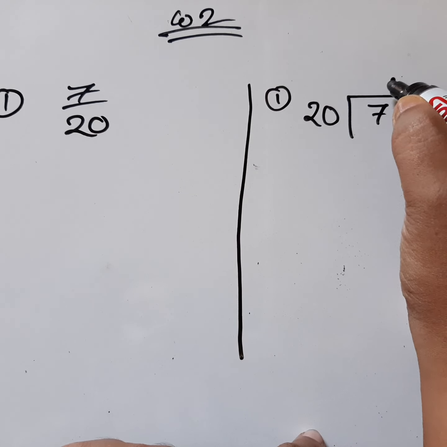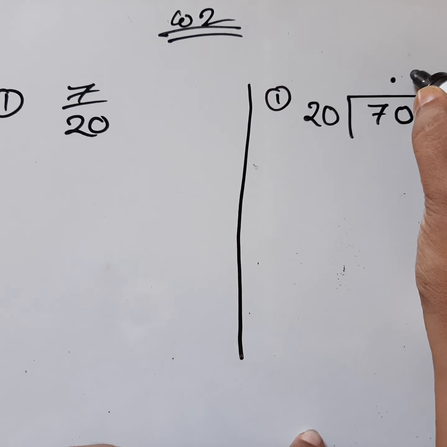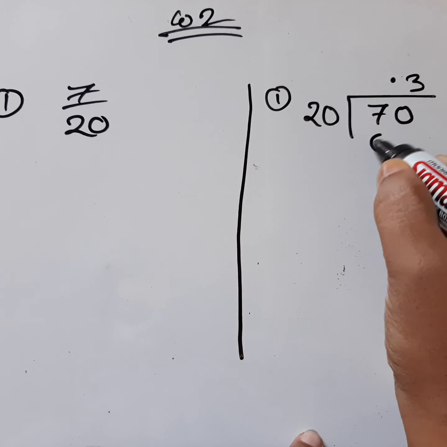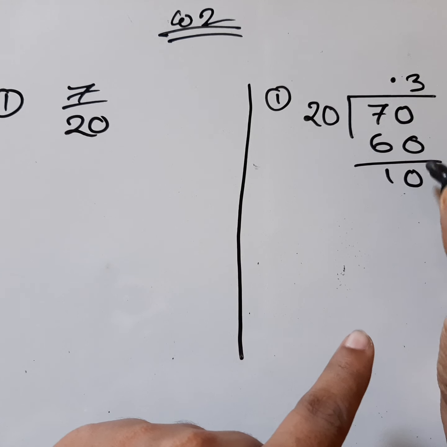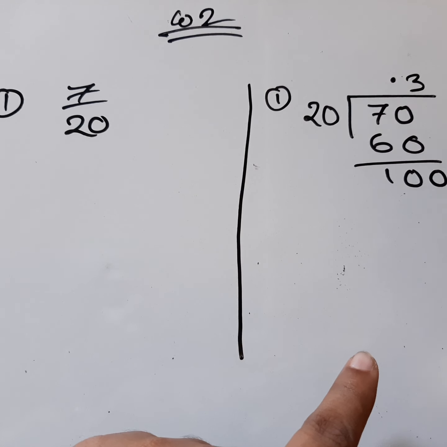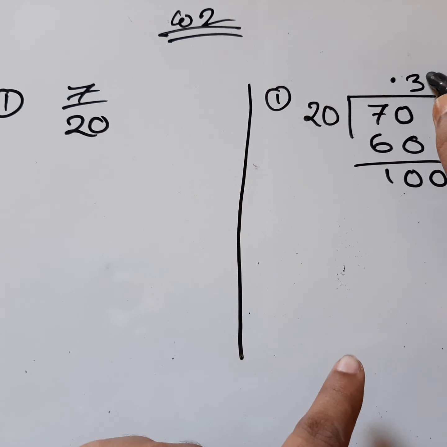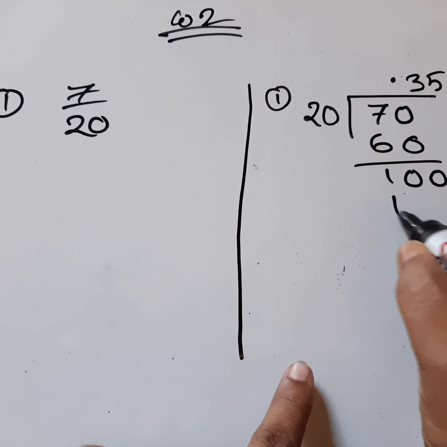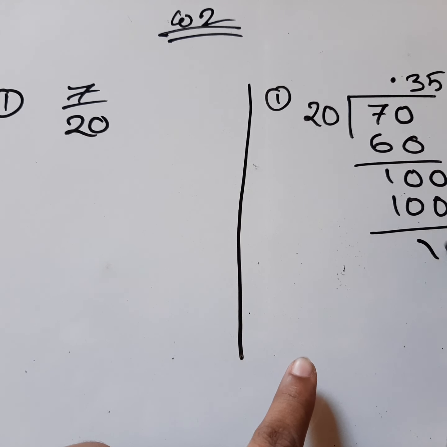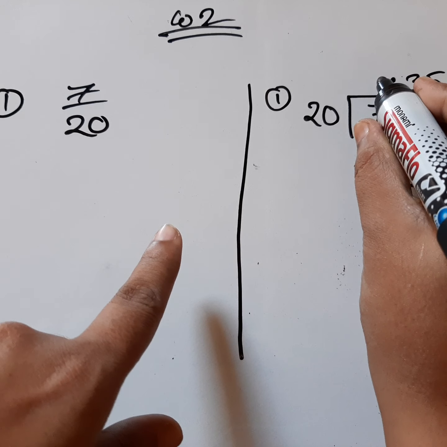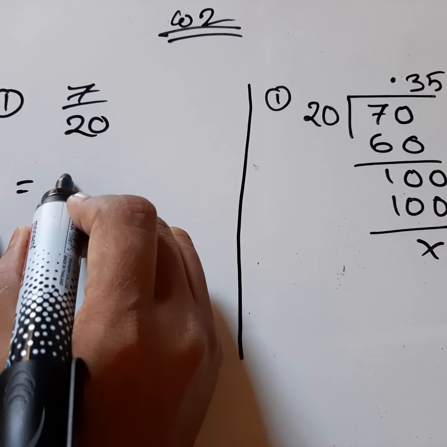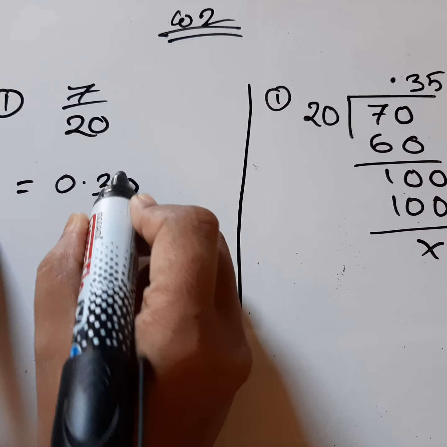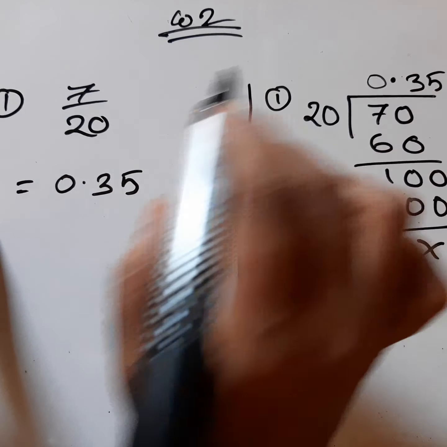So now you can see that in 70 we can go 3 times, 60 and 10. From this stage we can take another 0 from the decimal. So now 5. So your answer will be, as you can see, 0.35. Do not keep it empty.